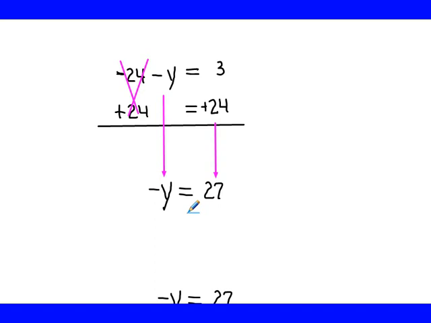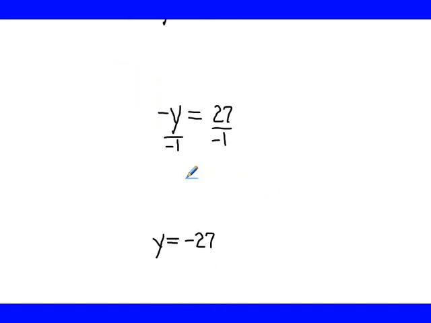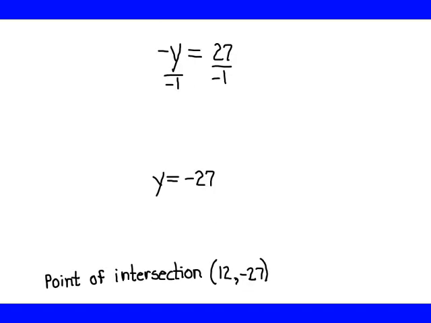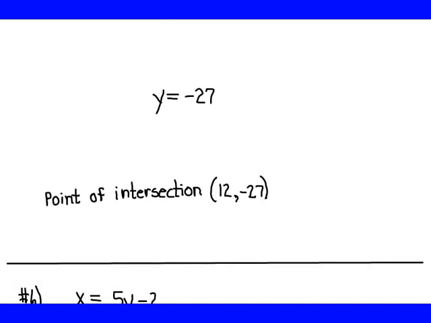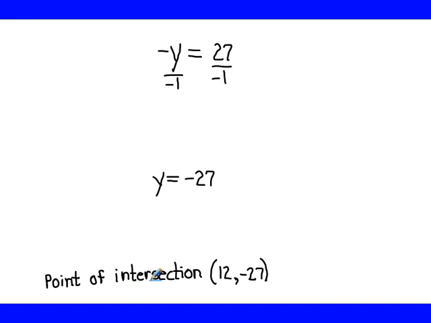But now I have negative y equals 27. So now I need to divide each term by negative 1. So now we have that y is again equal to negative 27. And the point of intersection of those two equations is again 12, negative 27.